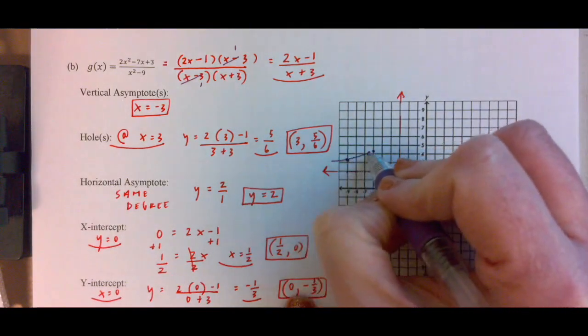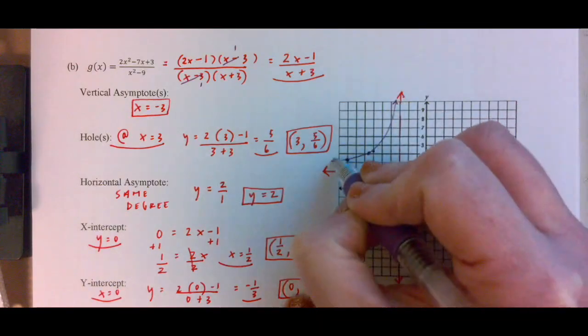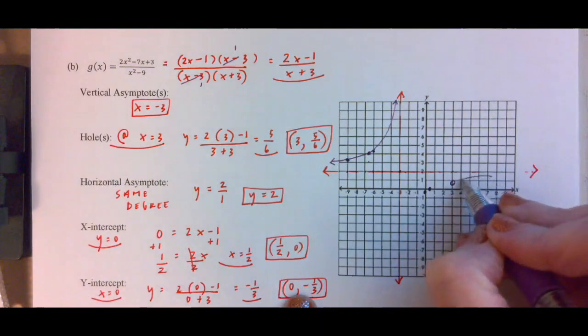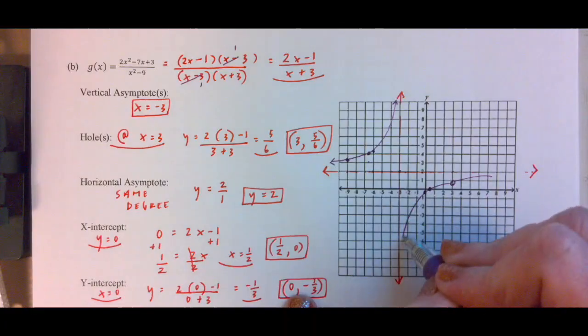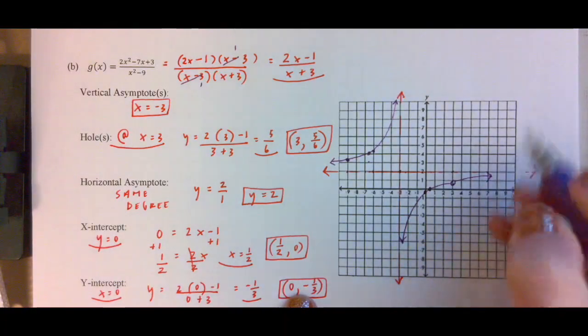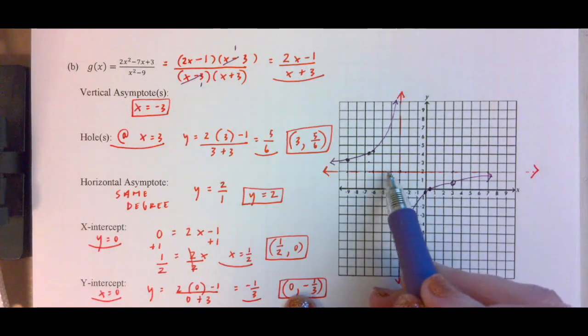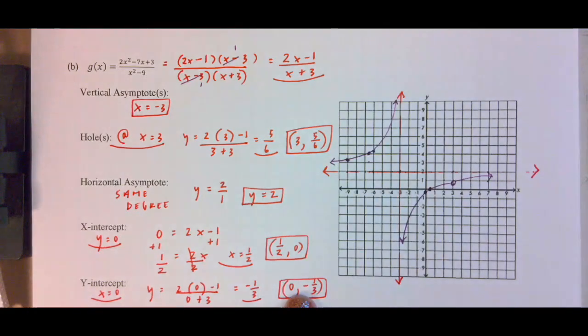I can go ahead and connect the dots. If you ever want more information, you could always pick an x value to the left of the vertical asymptote and then mirror it on the right or vice versa.